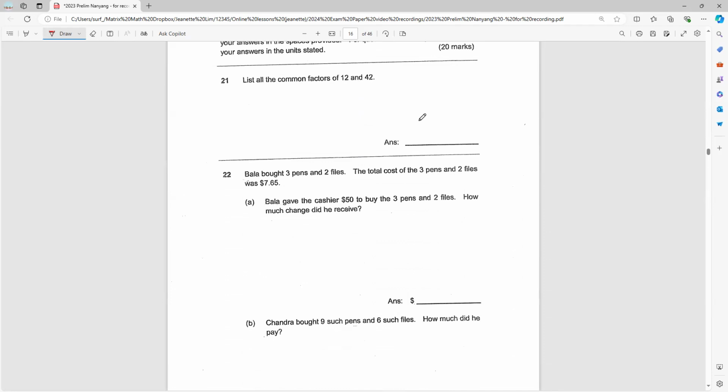Question 21. List all the common factors of 12 and 42. Okay, let's list down all the factors first. 12: 1 times 12, 2 times 6, 3 times 4. For 42: 1 times 42, 2 times 21, 3 times 14. 4, no, 5, no, 6 times 7.